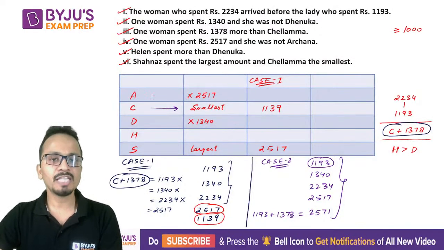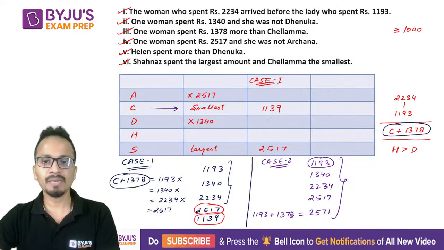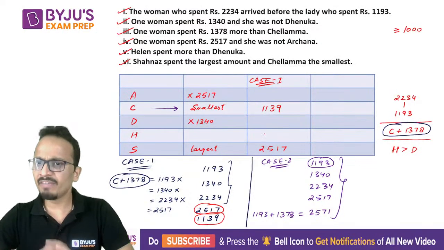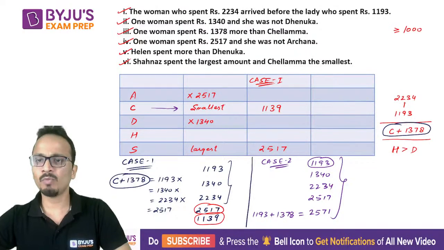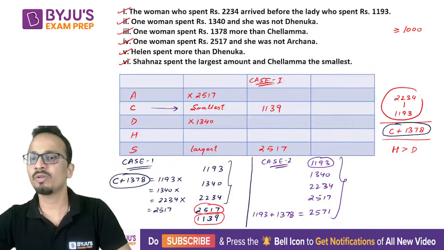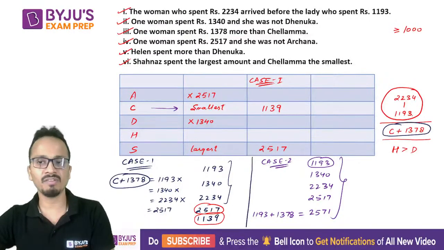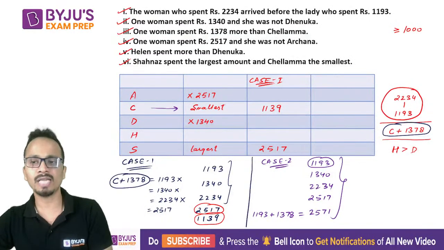Now we are left with A, D and H. Now we have to feed the values of A, D and H. Now what is given here? First of all, check the sequence written on the right side: 2234 should come above 1193, and Helen should be more than D.